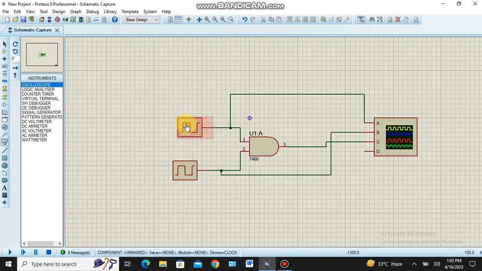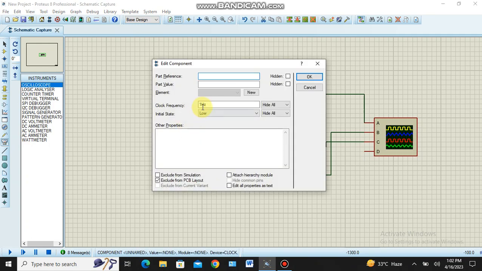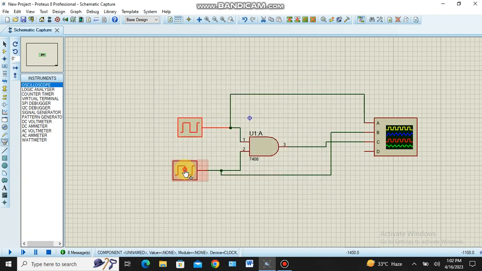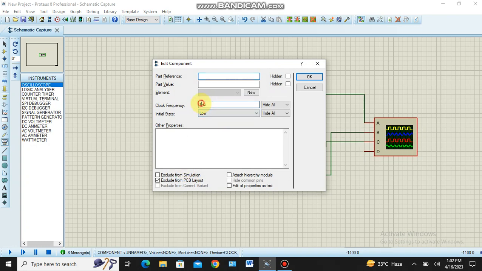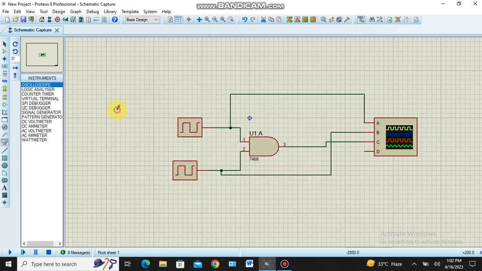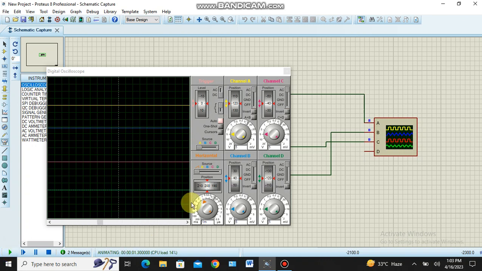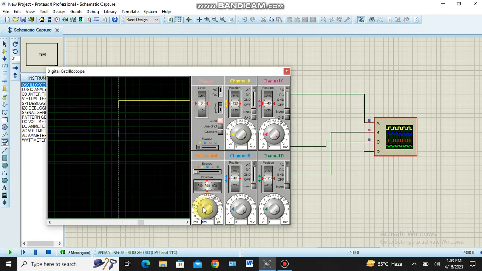Okay, so I make this clock frequency 1 hertz. I make the other one a different frequency, not 1 hertz. If it is not different, a constant output will come, so I make the second input clock frequency 2 hertz. Let's see the response, what will happen. See, already we get the output. You just have to pause the response like this. Now we can verify the truth table.